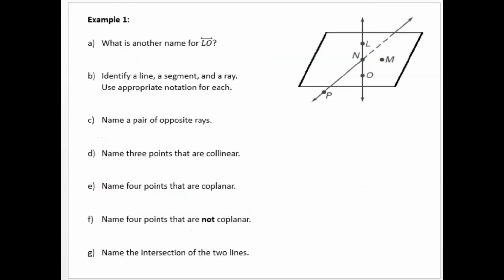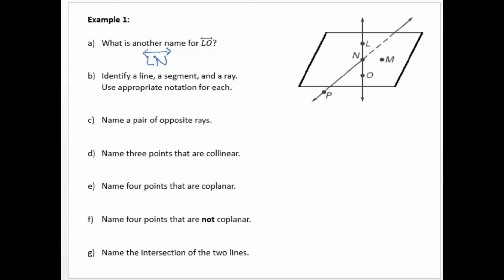Okay, so now I want to have you guys try some problems along with me. So the first one is, what is another name for line LO? So if we look at line LO, LO is this line here. So we could also call this line LN. Now when you're naming a line, make sure you put a bar on top and arrows going in both ways. So think about what other ways you can name line LO besides LN, right?